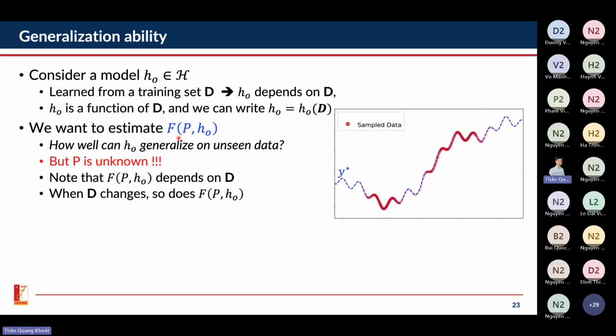Sometimes overfitting or sometimes underfitting, right? But here, we cannot compute this quantity directly because P is unknown, right? The data distribution is unknown. So we cannot compute this. But when we have a data set D, we can compute the error on this data set, right? And of course, when the training set is changed, this quantity is also changed, right?